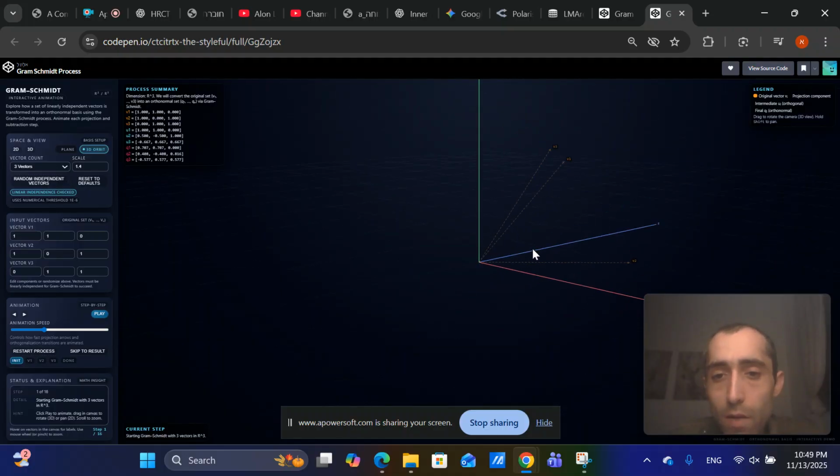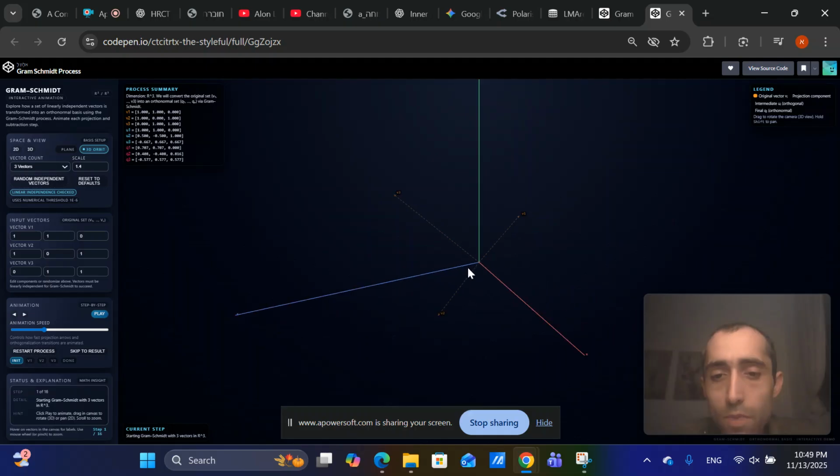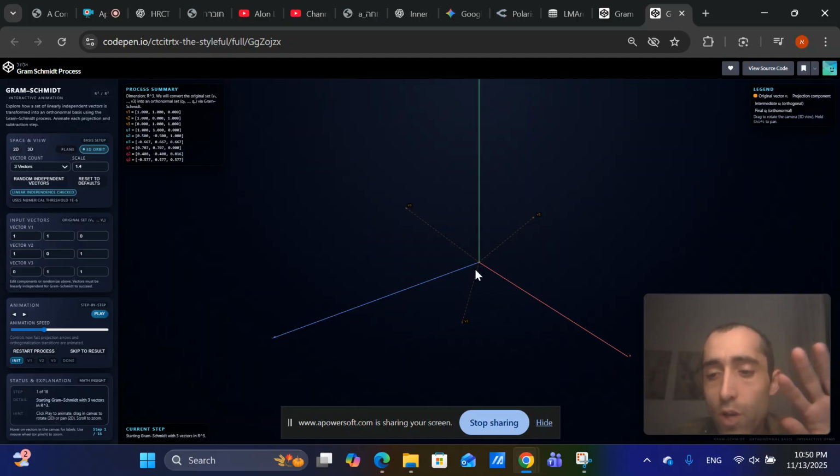The angle between them is not 90 degrees, and we are going to convert them to be orthogonal to each other, namely 90 degrees between each of them. And also, the Gram-Schmidt does that, but we'll also take it one step further and convert each of them to an orthonormal vector.